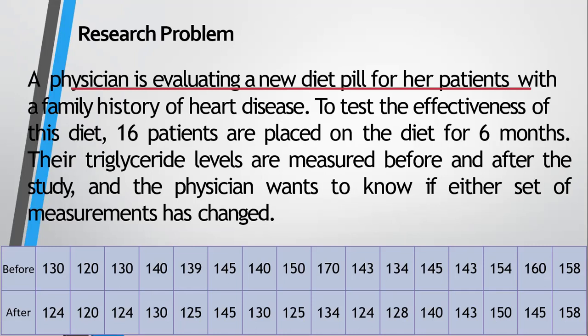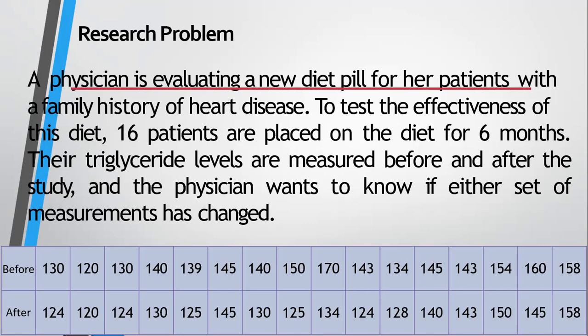So, research problem natin. A physician is evaluating a new diet pill for her patients with a family history of heart disease. To test the effectiveness of this diet, 16 patients are placed on diet for 6 months. Their triglyceride levels are measured before and after the study. And the physician wants to know if either set of the measurement has changed.